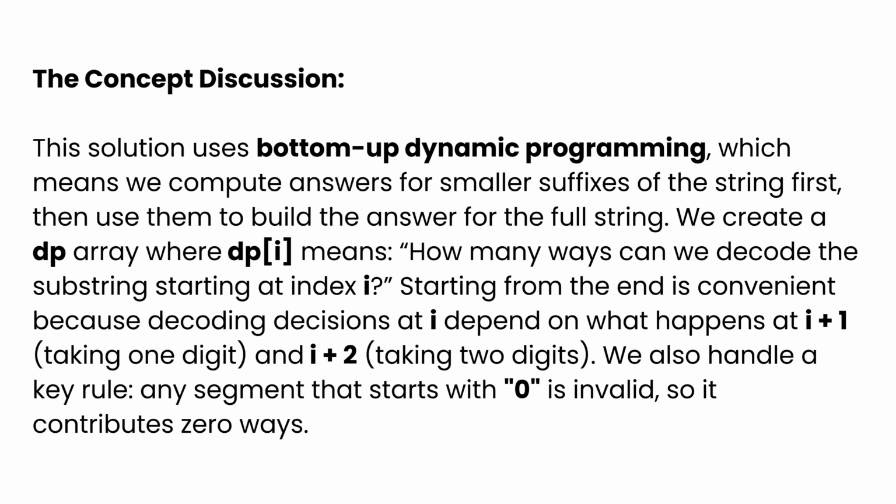That means we compute answers for smaller suffixes of the string first. Then we use them to build the answer for the full string. We create a DP array where DP at I means one thing: how many ways can we decode the substring starting at index I? Starting from the end is convenient.